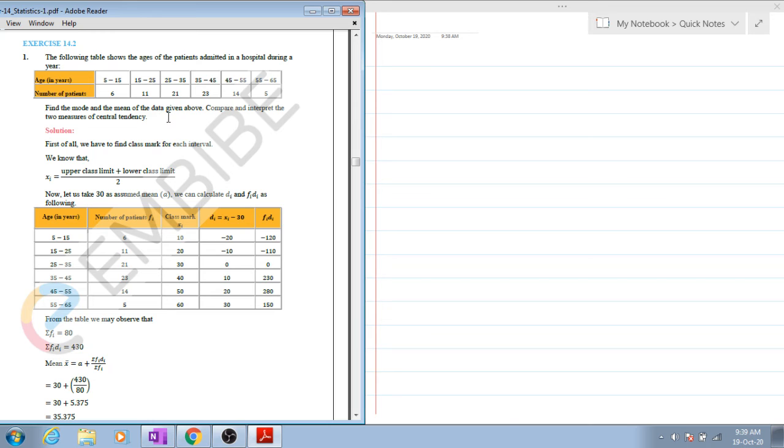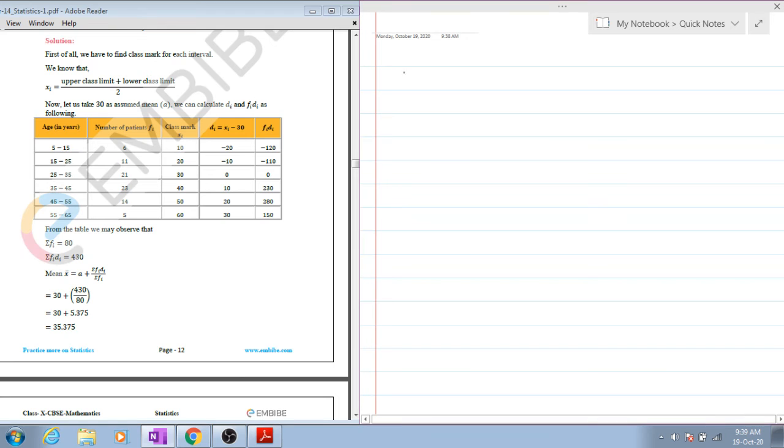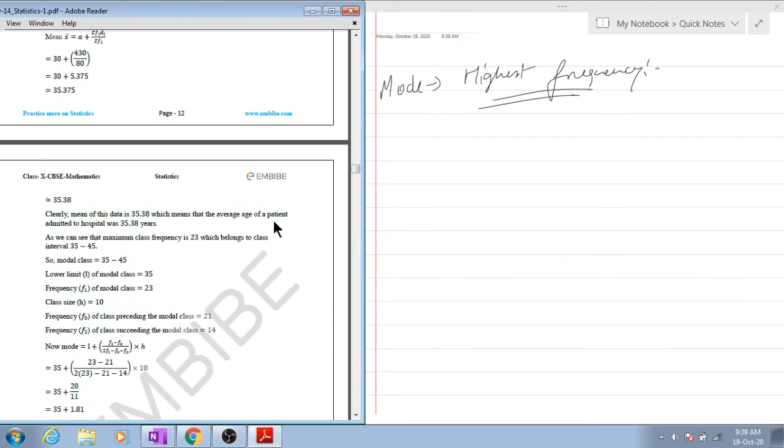Find the mode and the mean of the given data. Calculation of mean is the same. And your mode is the highest frequency, that will be your mode. So mean comes out to be 35.375. You can take it as 35.38. Keep it to 2 decimal places.